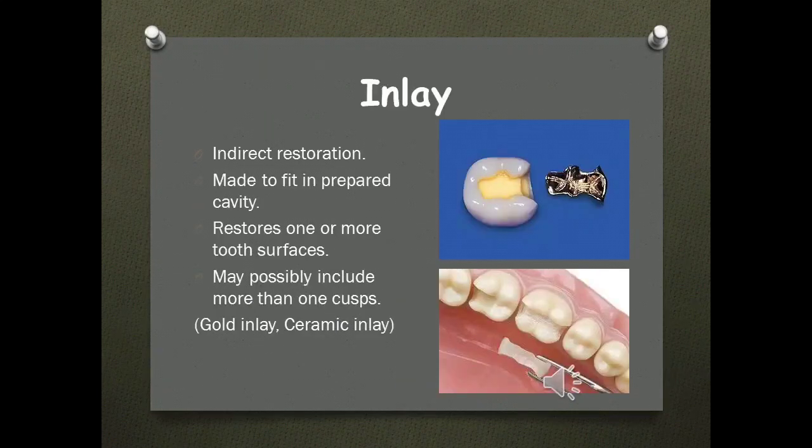An inlay. Inlay is basically an indirect restoration that is made to fit into the prepared cavity. Being an indirect restoration, it means it is prepared in the dental lab. It basically restores one or more tooth surfaces and may possibly include one or more tooth cusps as well. The examples of dental inlays that we see here, either it can be metallic like gold inlay, or it can be ceramic inlay as well.